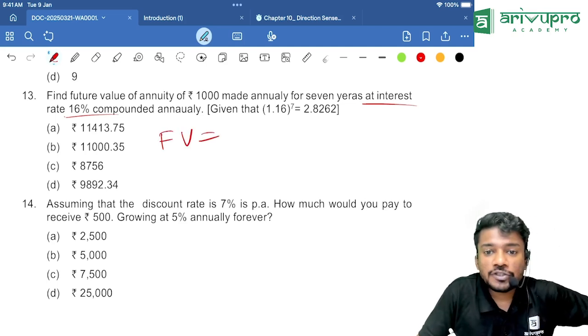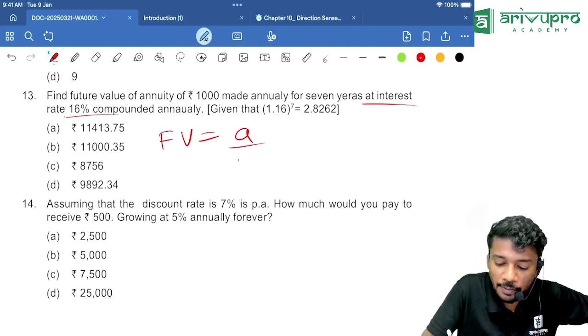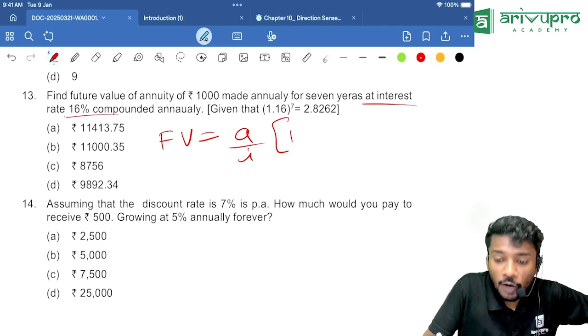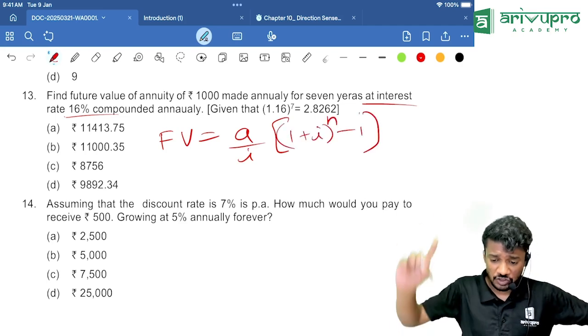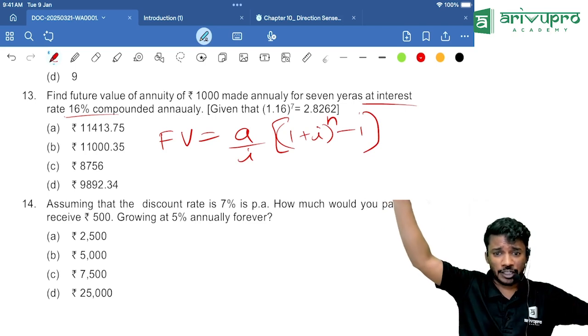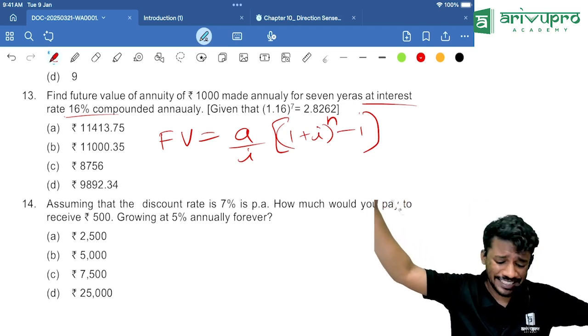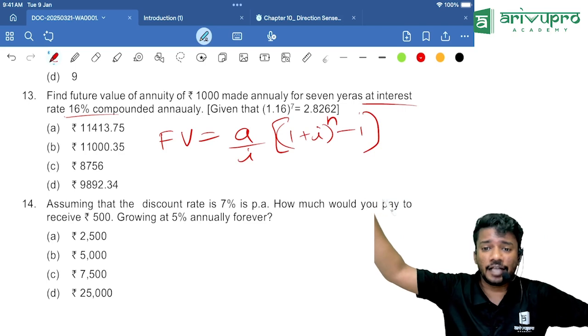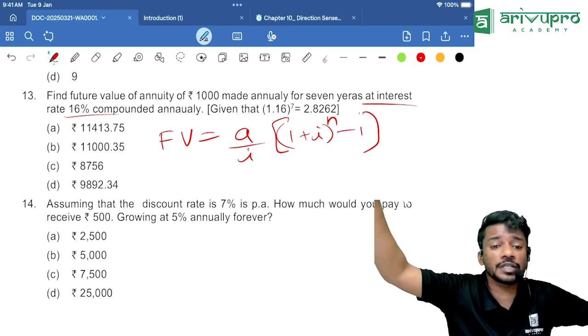This is a revision time also, right? The formula is FV equals A by I into (1 plus I) the whole raised to n minus 1. So my question is, is it annuity regular or annuity due? Regular. Why is it annuity regular? Nothing is mentioned, so we will take it as annuity regular.